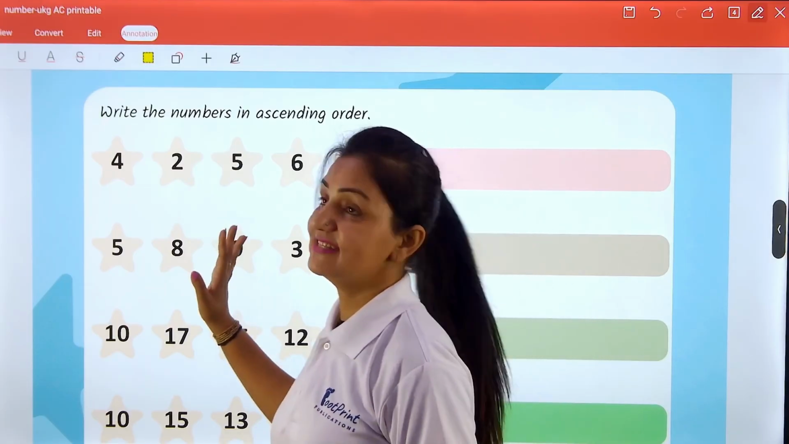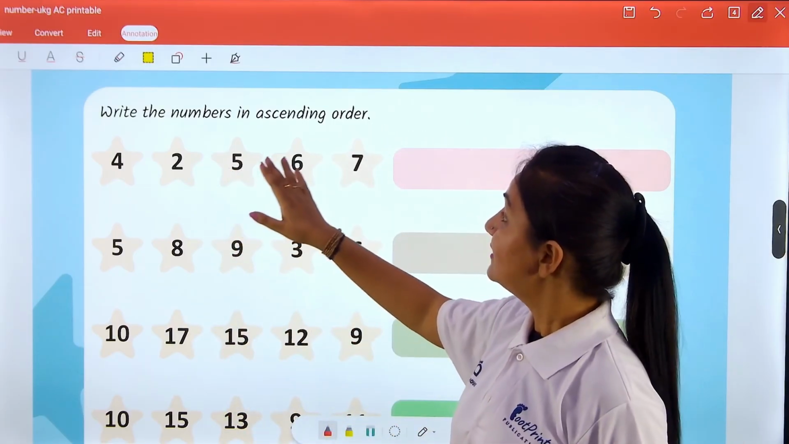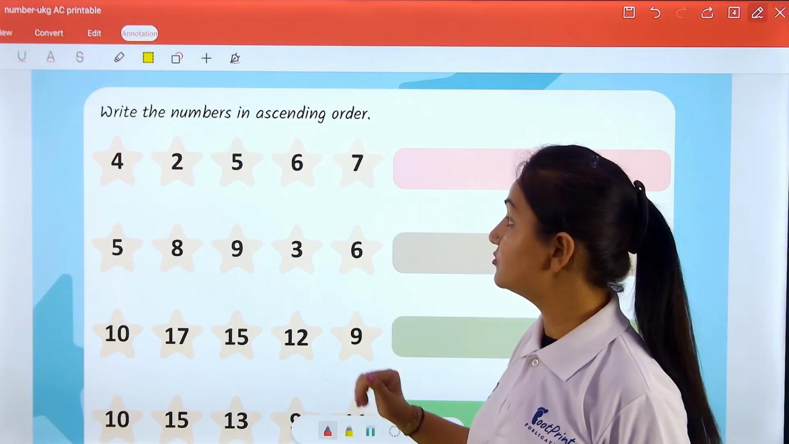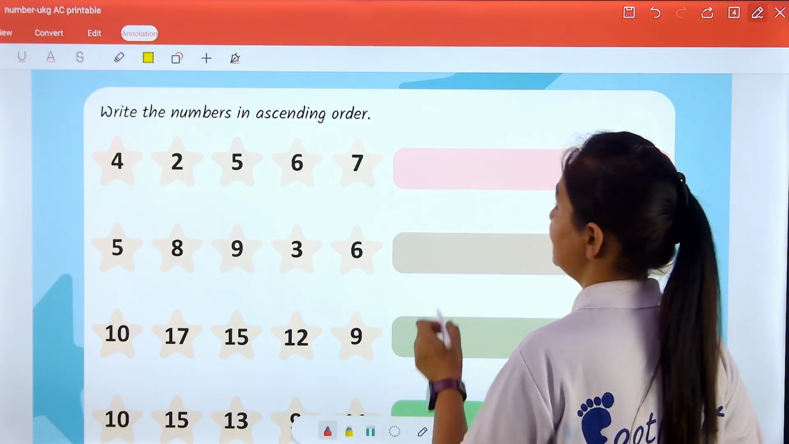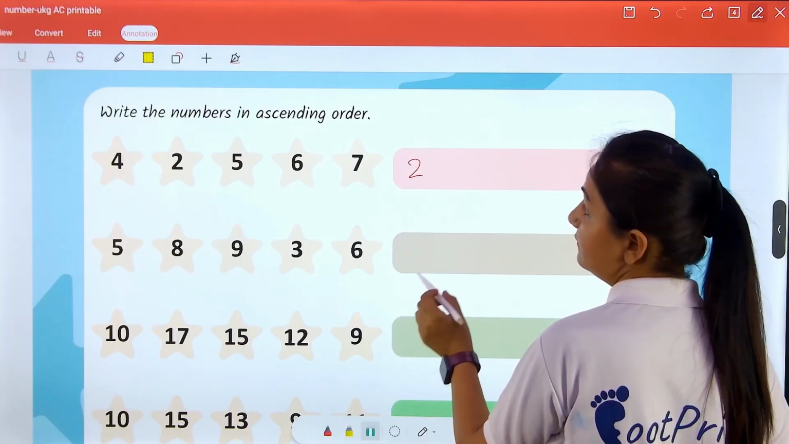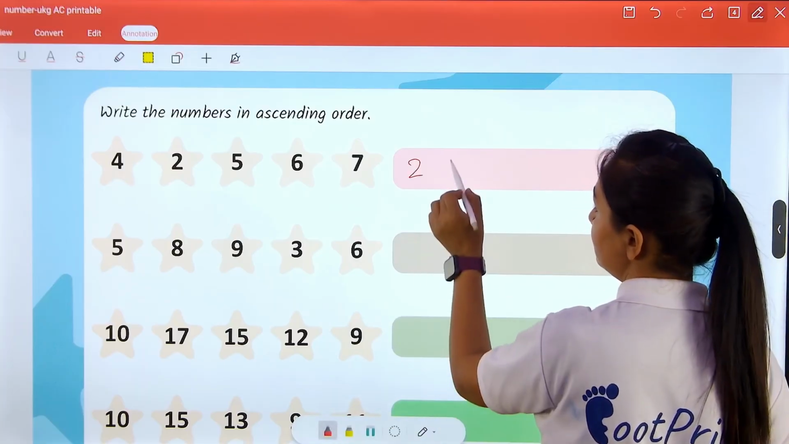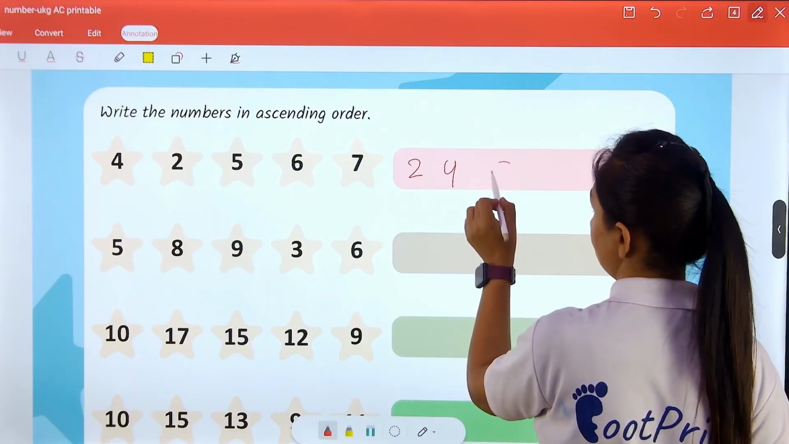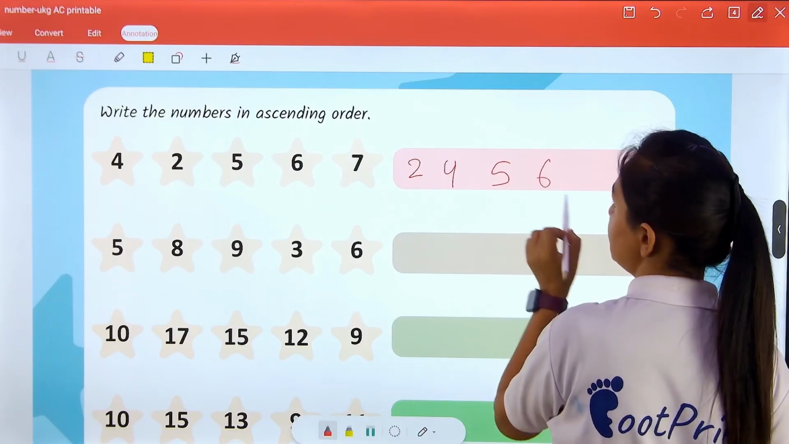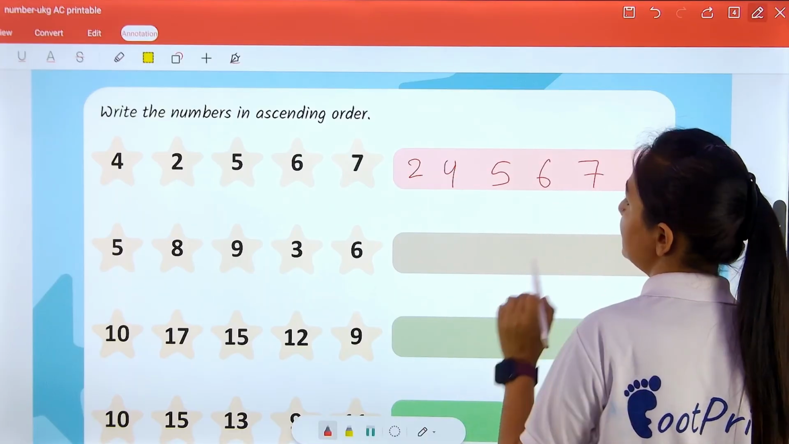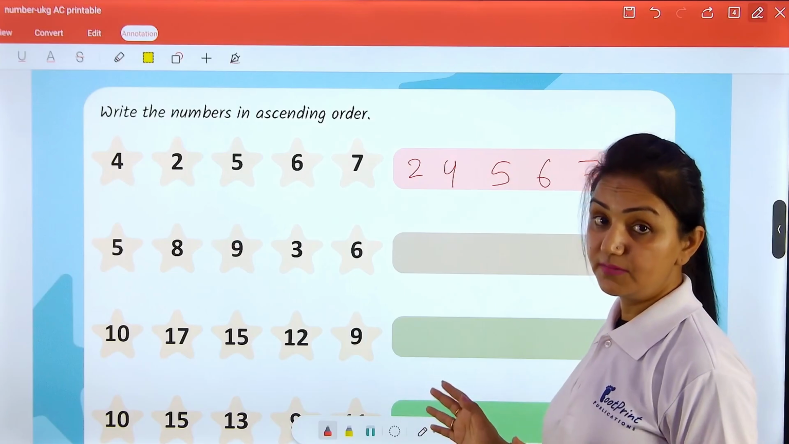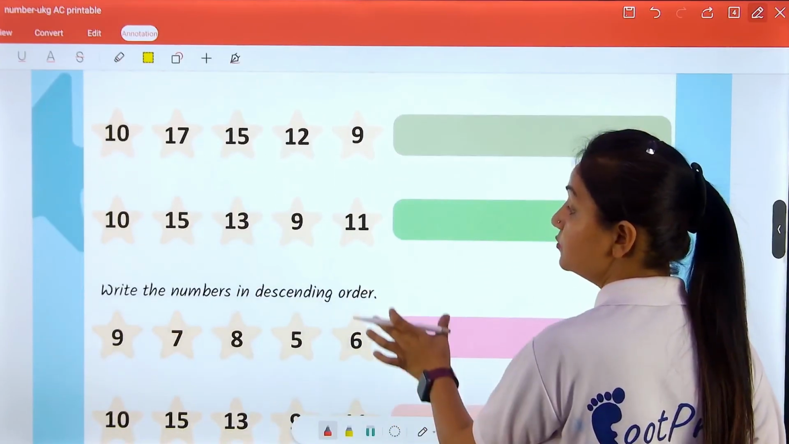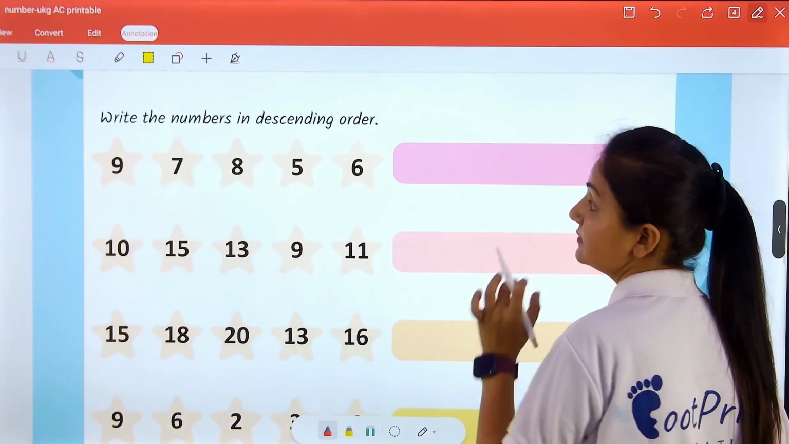Okay? And this is our practice session. Write the numbers in ascending order. So, for ascending order, we need to choose the smallest number first of all, that is number 2. Then we will write here number 4, then number 5, then number 6, then number 7. In this manner, we will complete our ascending order. Rest of the question, my dear students, you will do by yourself for the practice.